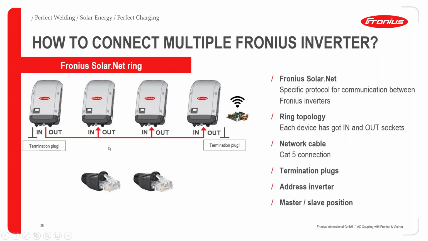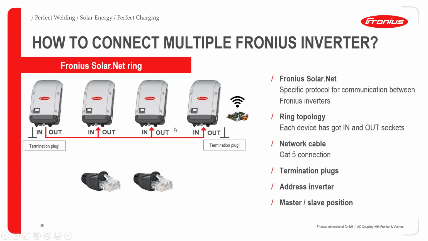So this is basically how it looks for cases where you have multiple inverters. Please ensure that you use your Ethernet and RJ45 terminal to interconnect all the inverters, from the out of the first inverter to the in of the next inverter and then out, because each inverter has 2 RJ45 ports that can be used to set up a SolarNet ring.